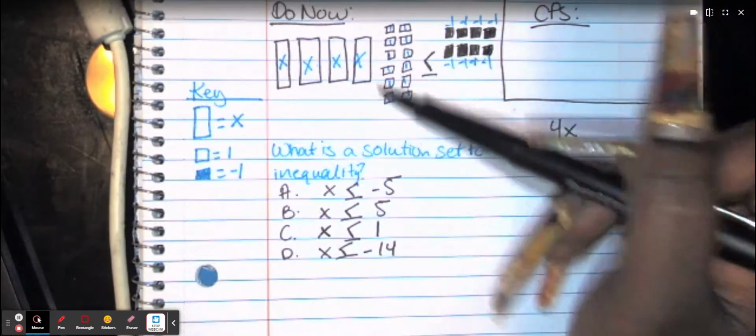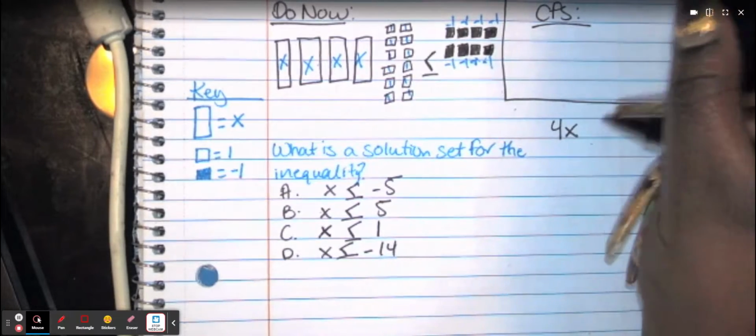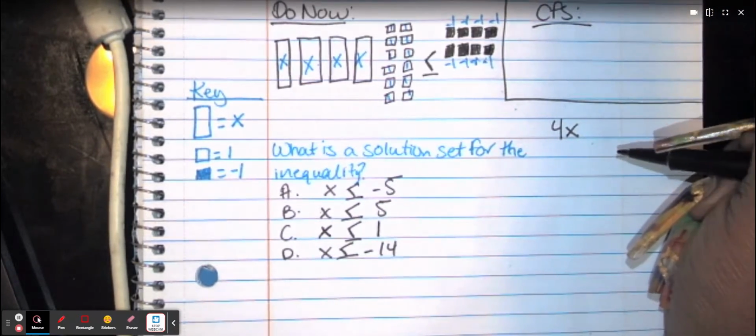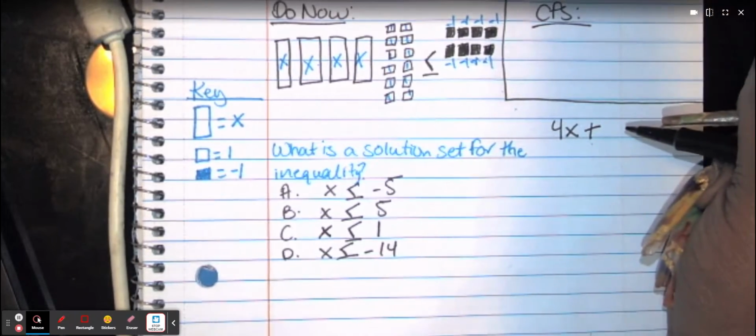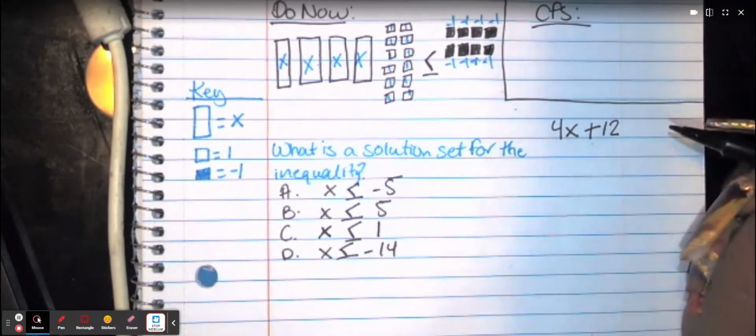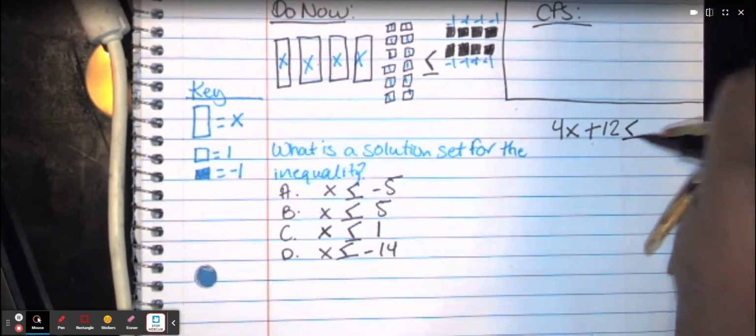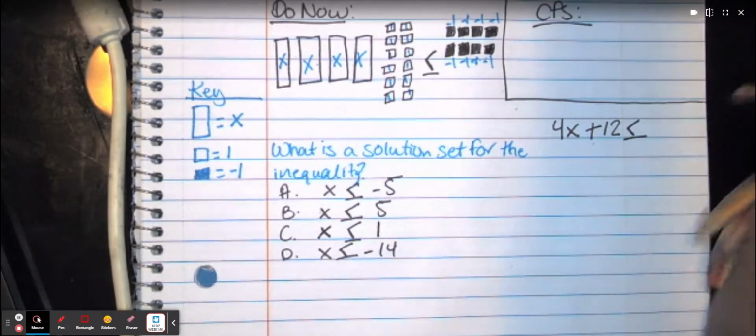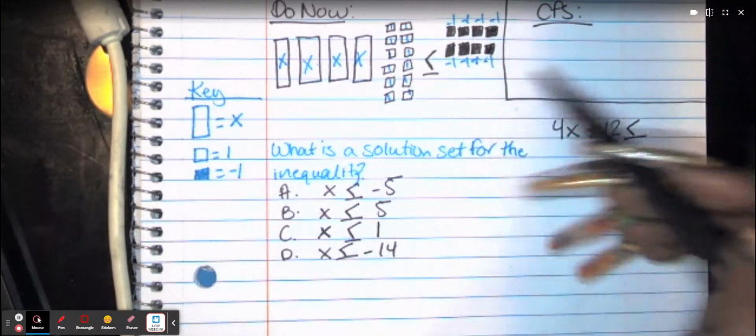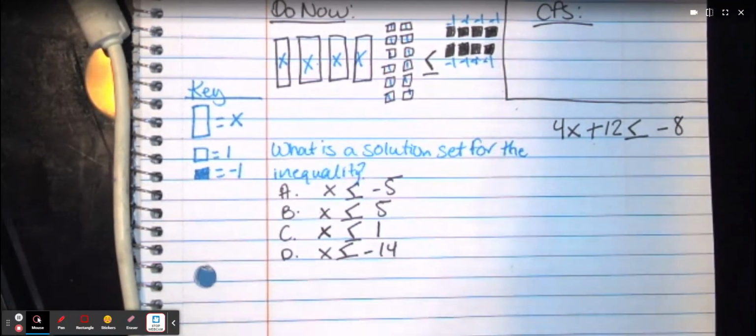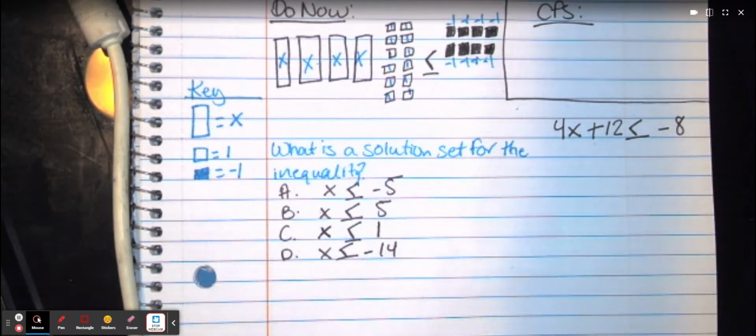So here we have four x's and we have 12 ones. However, I know that 12 and 4x cannot combine because they don't have the same variable, and we can only combine terms that have the same variable. So here, what I'm going to do is add it to the 4x. This is all going to be less than or equal to, let's see, I have 1, 2, 3, 4, 5, 6, 7, 8 boxes, but since they are all negative, this is going to be negative 8. Pretty sure we know how to solve, but if you are not sure, then watch me.